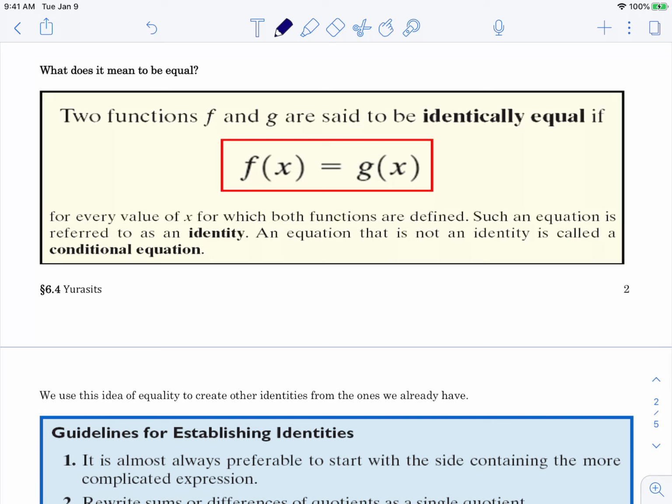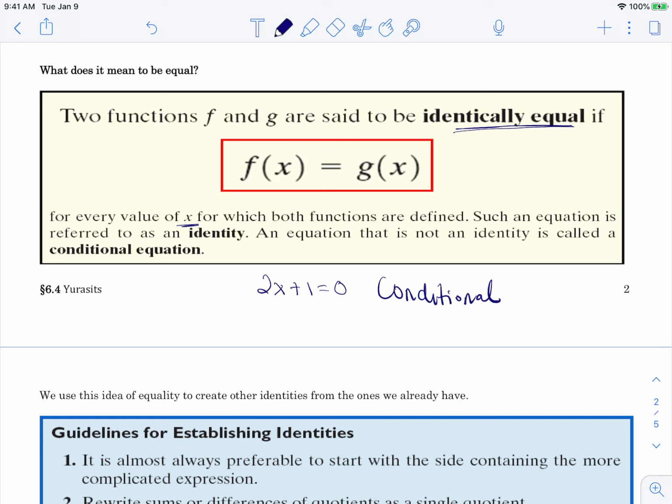So we discussed what an identity is, and that is for every value you put into the function, they will be equal no matter what. And again, the equation that is not an identity, so something like 2x plus 1 equals 0, this is known as a conditional because only one such value of x works. Conditional.